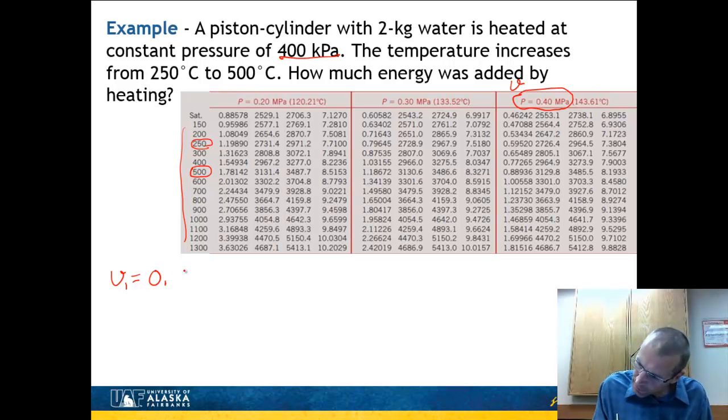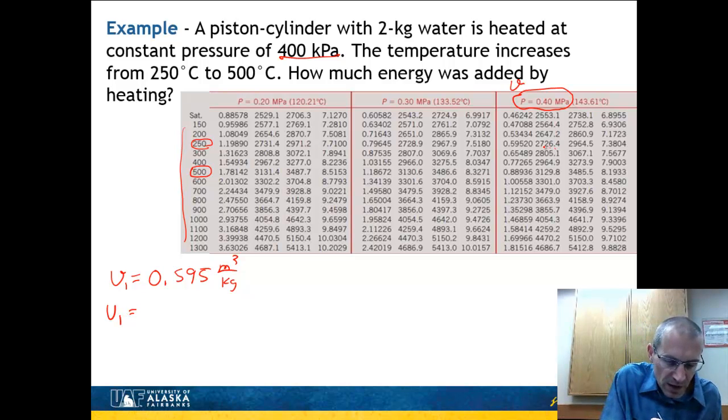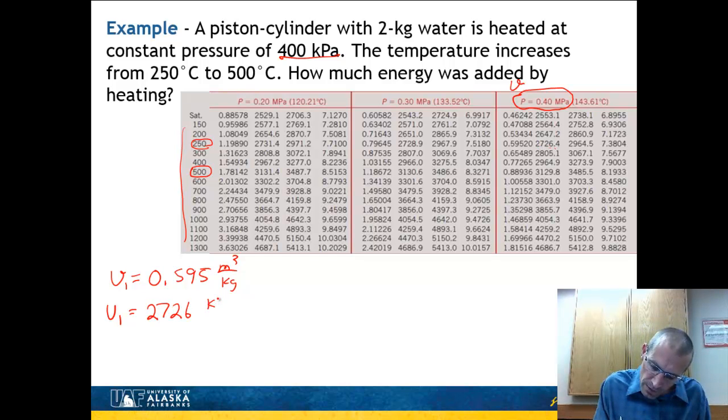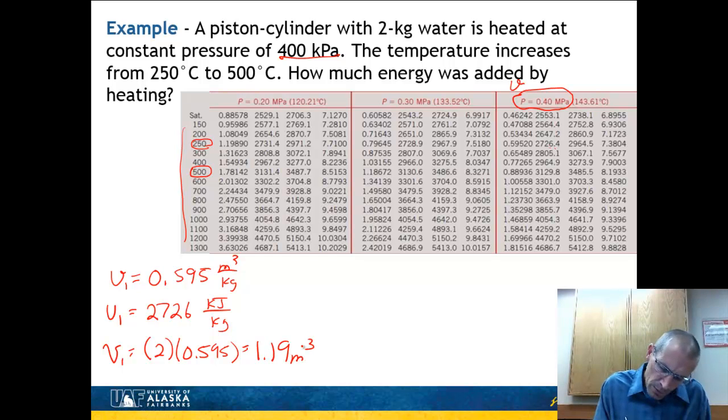250, 0.595, units of meters cubed per kilogram. And I also want to know the initial internal energy, U1, because that appeared in that equation as well. So I'm going to go over, and that's this next value over, 2726 kilojoules per kilogram. And from that boundary work, I need the extensive volume, and so I have 2 kilograms. So I'm going to multiply 2 by 0.595 to get big V1, and big V1 is 1.19 cubic meters.